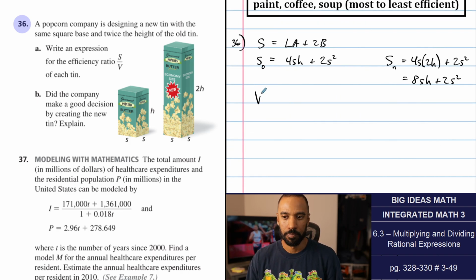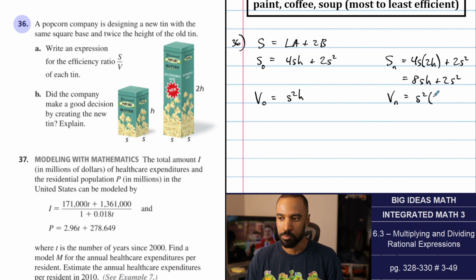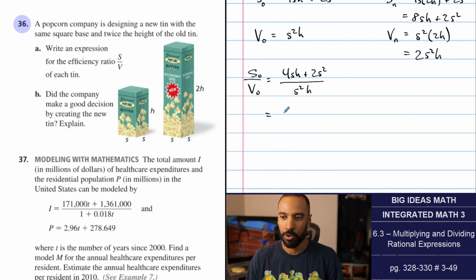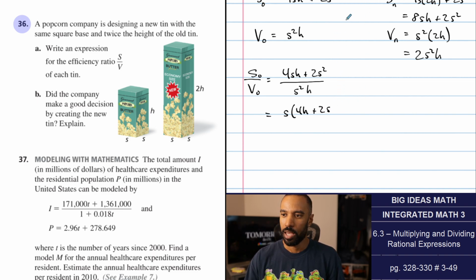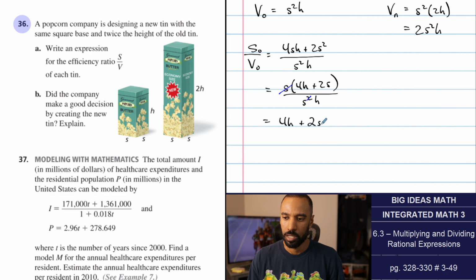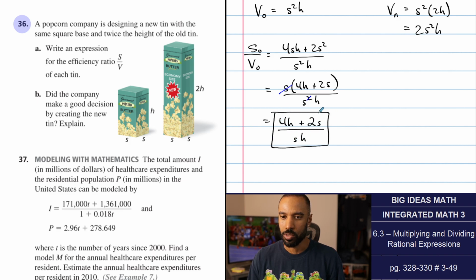So the volume of the old tin is area of base times height, S squared times H. And the volume of the new tin is area of base times height. So that's 2S squared times H. So the S over V of the old tin is going to be 4SH plus 2S squared over S squared times H, which you can factor an S out on top, and you have 4H plus 2S, just 2S, over S squared times H. And then an S can cancel out on top and bottom, and you're left with 4H plus 2S over SH. So there's the comparison there.